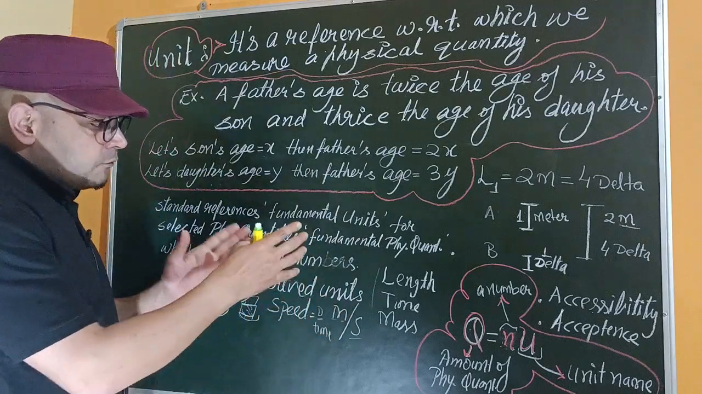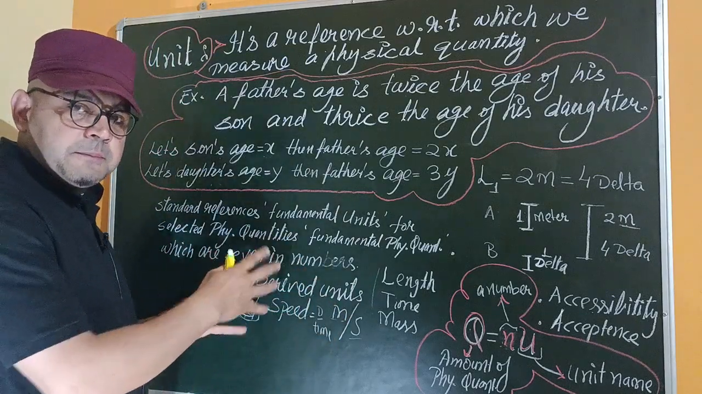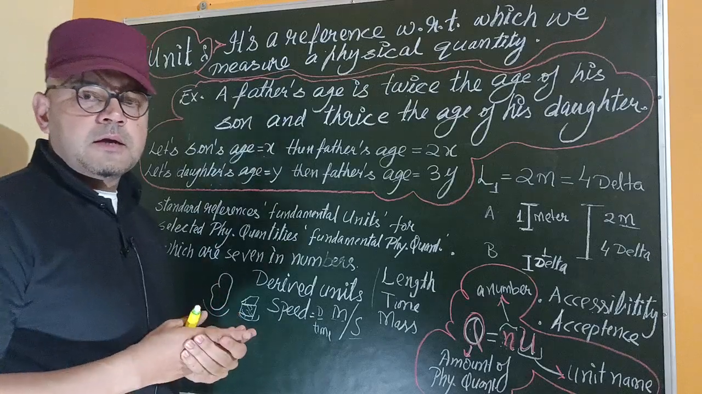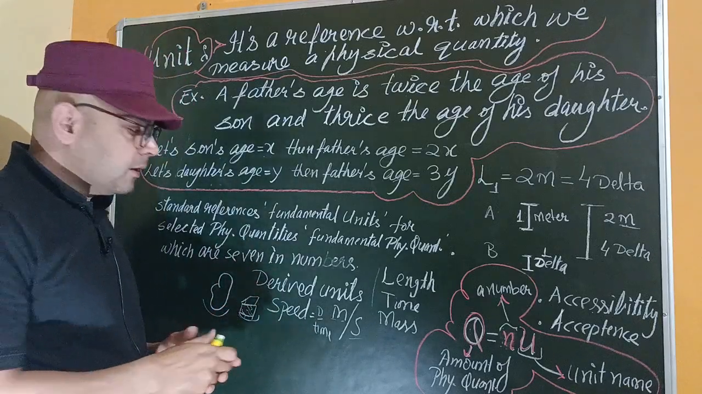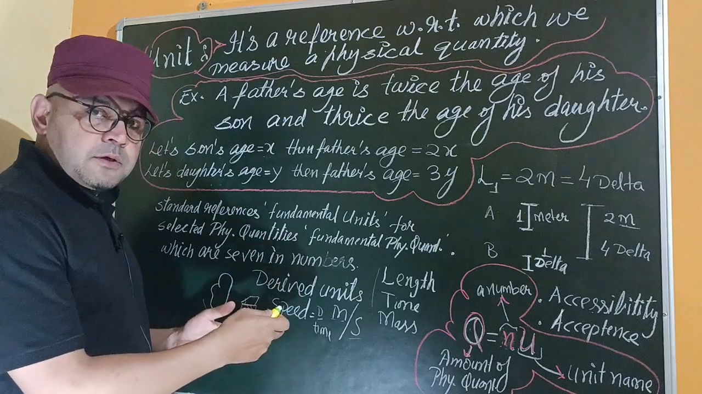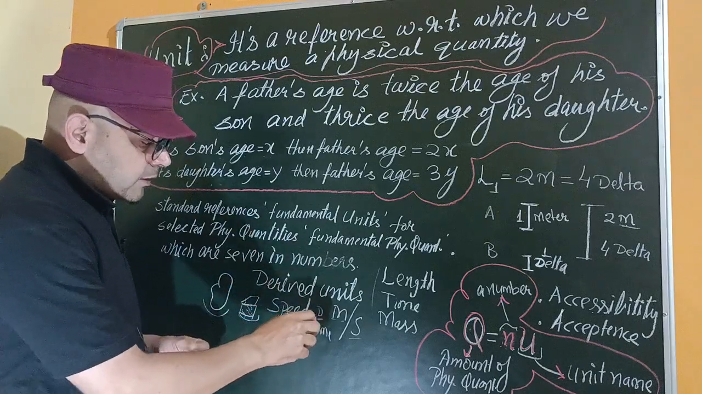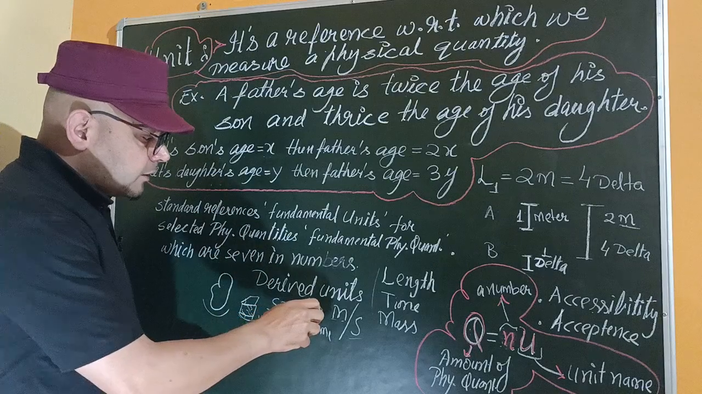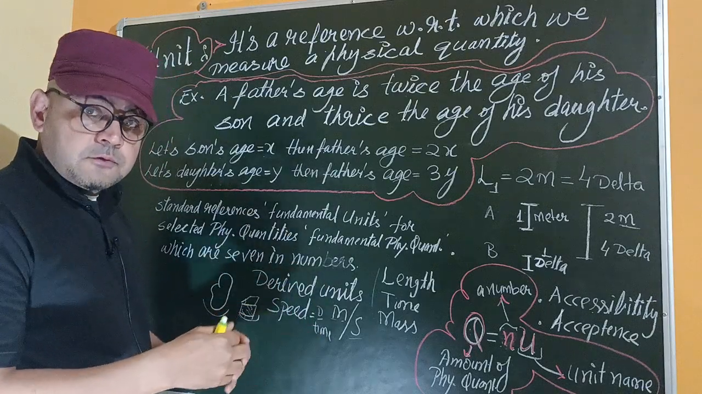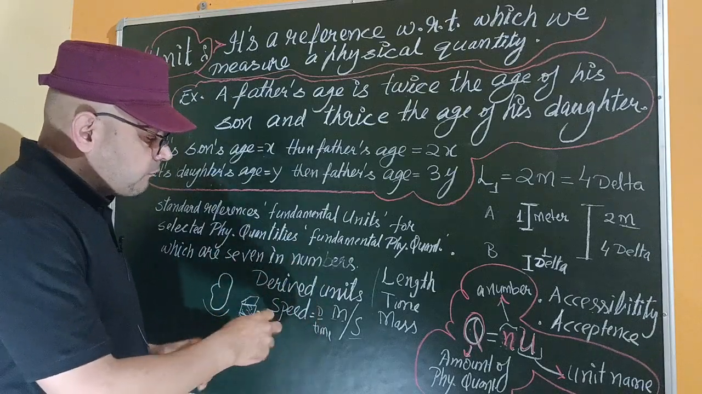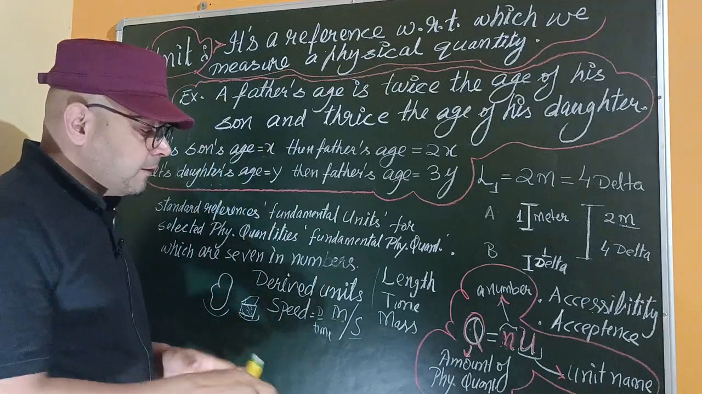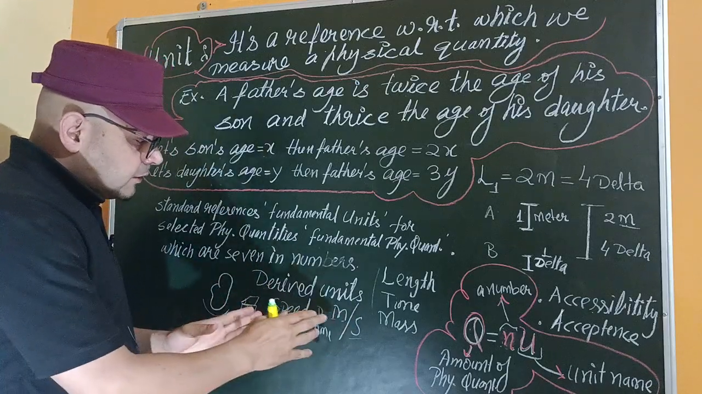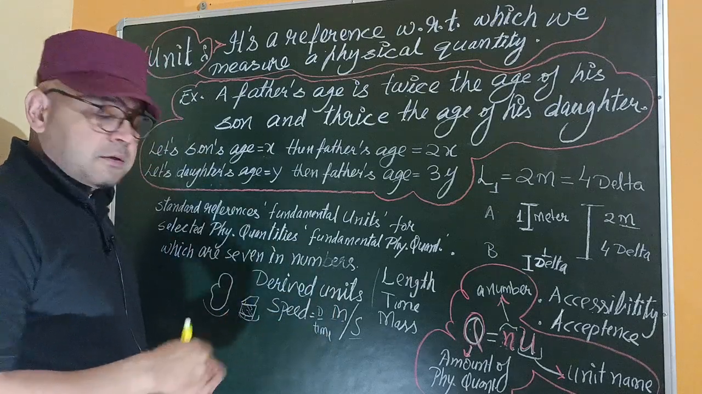Now by using these fundamental units, we can derive the unit for any physical quantity. Like speed is a physical quantity. To determine its unit, we have the formula distance over time, and by using the units of distance and time, we can say that the unit of speed will be meter per second. This unit is called a derived unit.